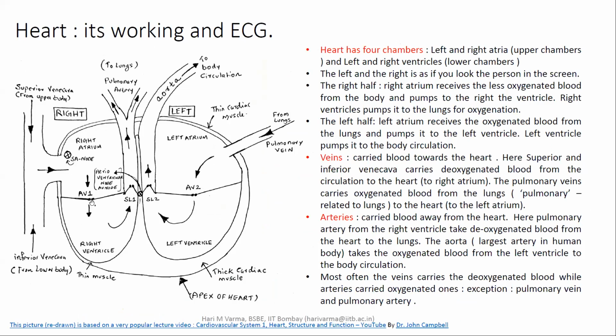So there are names for this, AV and SL. I really don't care about the names. There's an atrioventricular valve, and so many terminologies are used, so don't worry about it. It's basically the working that matters for us. So basically, it's like a mechanical pump with a lot of valves, and in fact, we can make an artificial heart to mimic this function, right?